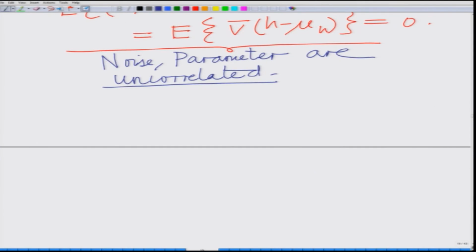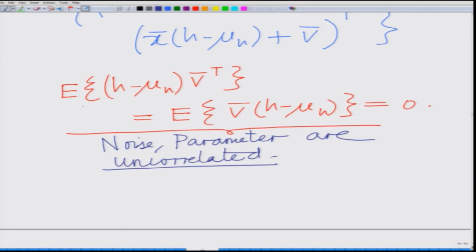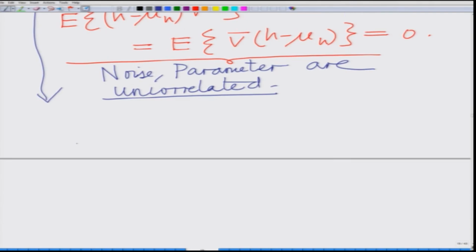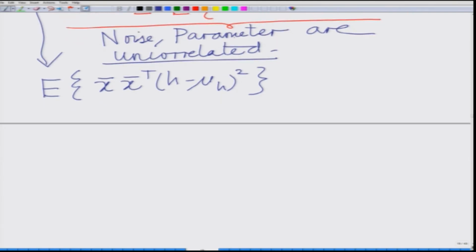Now, therefore, I can simplify this expression for r y y as the product of the terms: expected value of the first term will be x bar transpose times h minus mu h square, since h is a scalar quantity, plus of course we can look at the other terms.